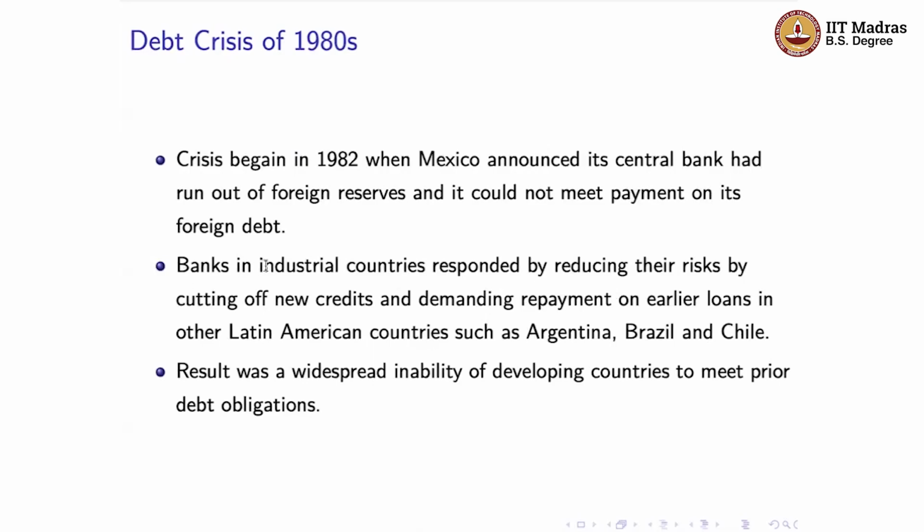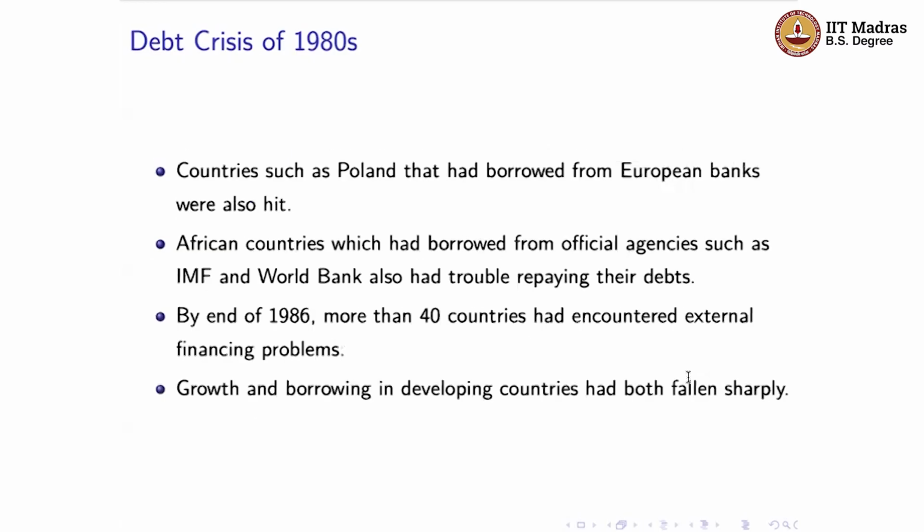As a result of that, we ended up in a financial crisis situation where there was basically a widespread inability of these developing countries to meet the prior debt obligations they had taken up, right? Not only did you have this problem in the Latin American countries, but it also spread to other countries which had borrowed from these European banks, right? Once you have a fear of default taking place, and you're worried that a certain part of the loans you had extended are going to turn bad, you start thinking about the other loans you have given out. And then you start recalling those other loans before they are also in trouble, right?